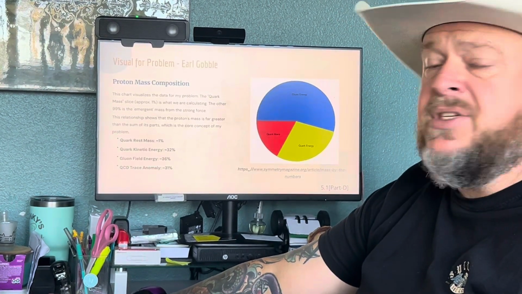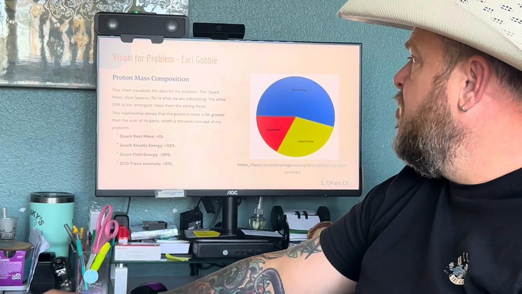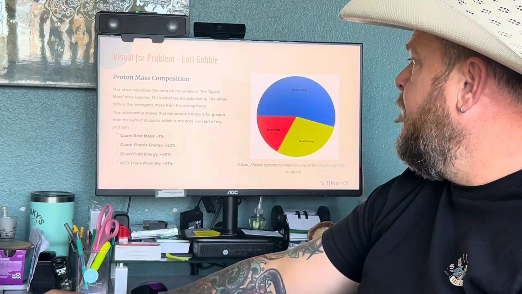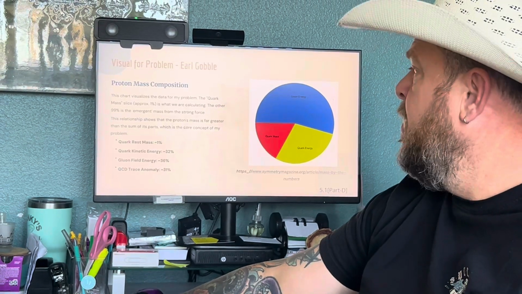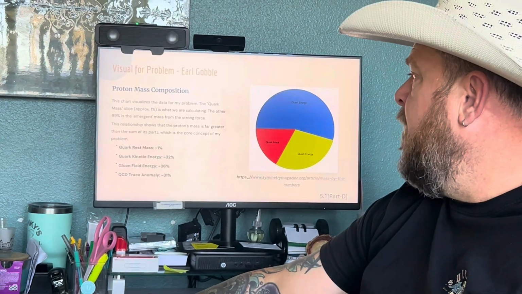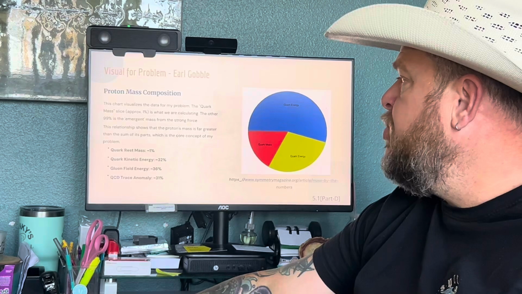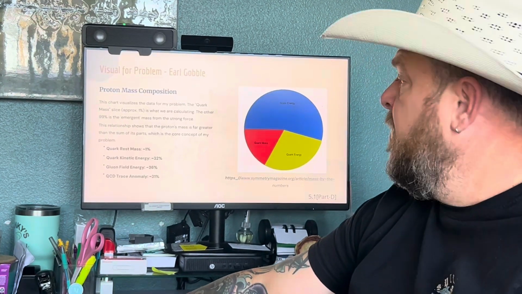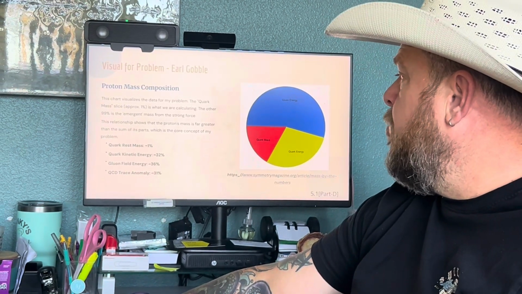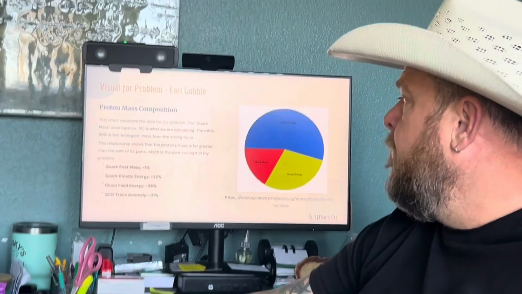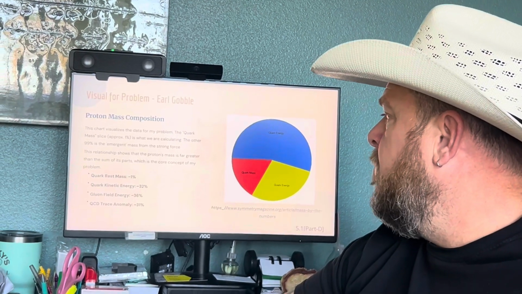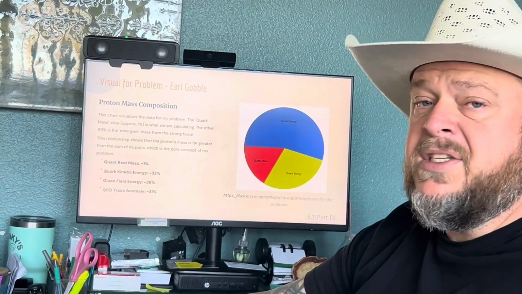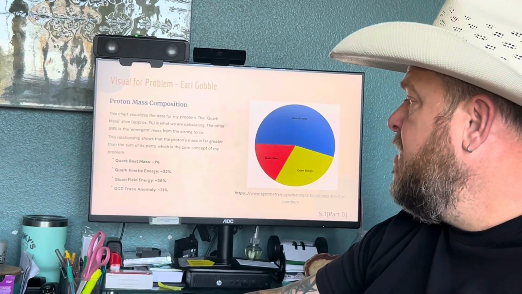Proton mass composition. This chart visualizes the data from the problem. The quark mass slice, which is approximately 1%, is what we are calculating. The other 99% is emergent mass from the strong force. This relationship shows that the proton's mass is far greater than the sum of its parts, which is the core concept of my problem. The quark rest mass is 1%.